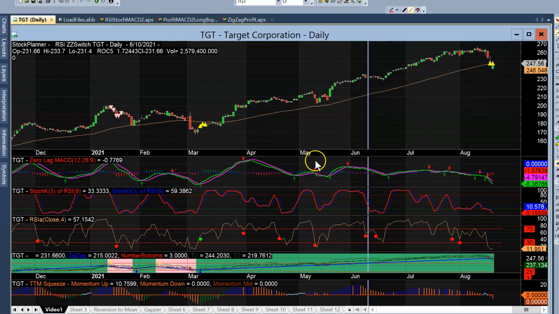Let's get started. The indicators that I'm using are the MACD, zero lag MACD, and when the MACD is below the zero line, and it is, it's time to take a signal. I use the stochastic RSI, and when it's below the 20 and comes back around, it didn't quite come back around, but I think it's coming, I like to take a signal. And when the RSI, and I'm using RSI 4, which is quick, comes below the 30 and comes back around, and it hasn't come back around, I like to take a trade.